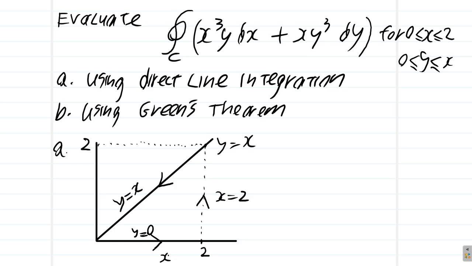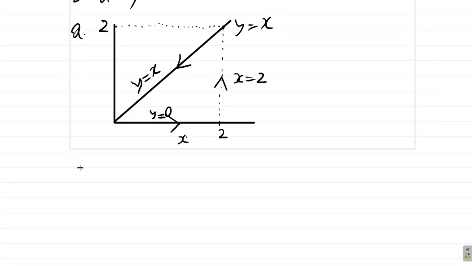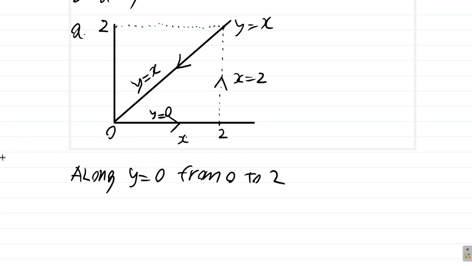you're going to integrate along each of the three paths. So let us go along the line y equals 0 from 0 to 2. That means you will do the line integration right along here. You take that path, alright?